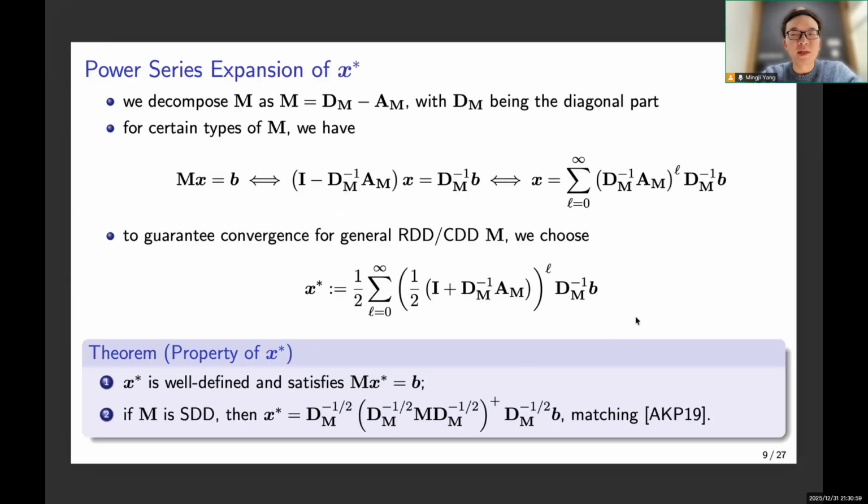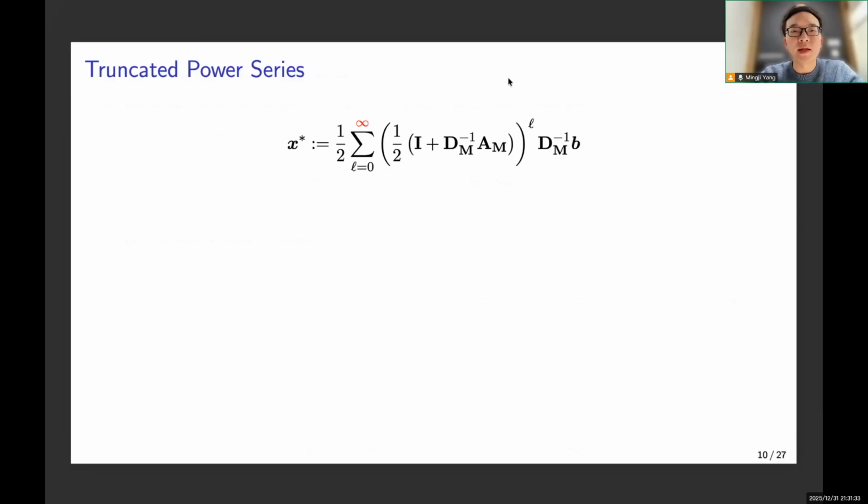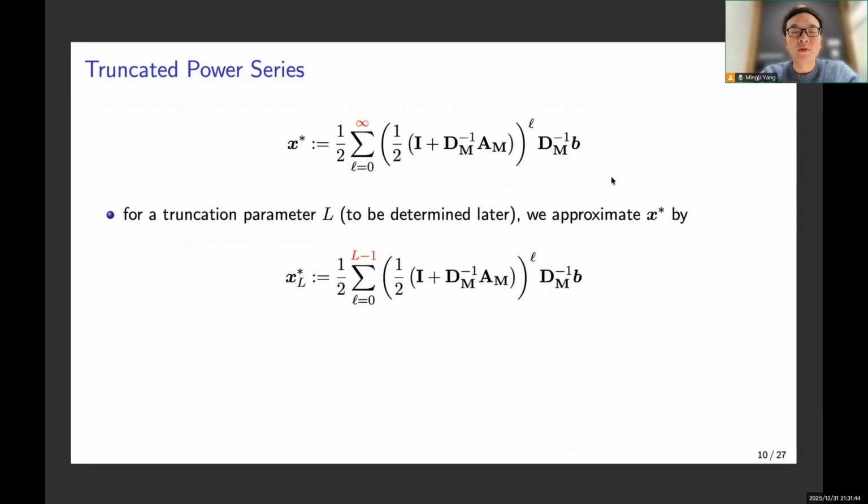And also for the special case where M is symmetric diagonally dominant, the solution X star has a closed form expression involving a more-Penrose pseudo-inverse, and this exactly matches the particular solution considered in the previous work. So as the expression of this X star involves an infinite sum, for algorithmic purposes, we will need to truncate this infinite sum to some level L, where L is a truncation parameter to be determined later by our algorithms. So we will approximate the solution X star by its truncated version denoted by X star sub L, which simply truncates the infinite sum to the first L levels.